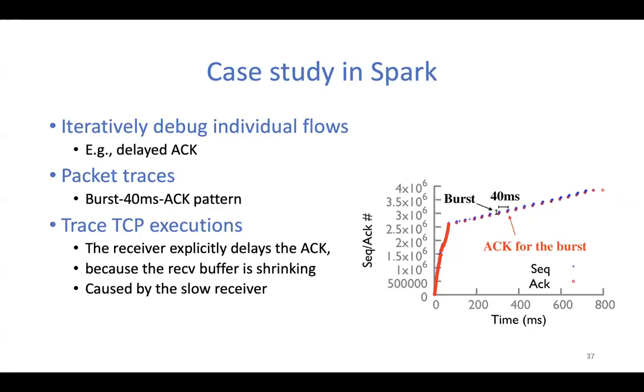With DETER, we can replay again, and in the replay, we monitor the state of TCP and the different code logic, the branches, and we find the reason for this problem is actually that the receiver explicitly delays the ACK. And the reason the receiver delays the ACK is because the receive buffer is shrinking. So this indicates the problem is caused by a slow receiver. This problem is interesting among the various different reasons that we showed in the previous slide, because it is actually an interaction between the transport and the receiver.